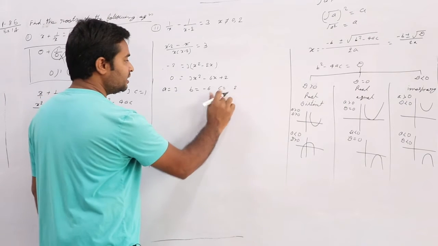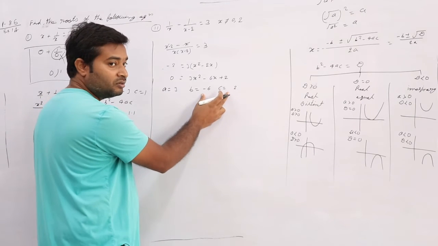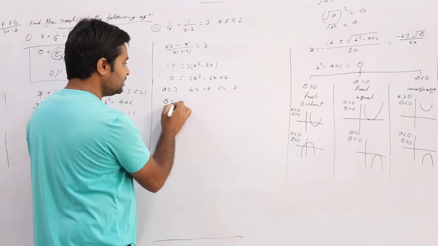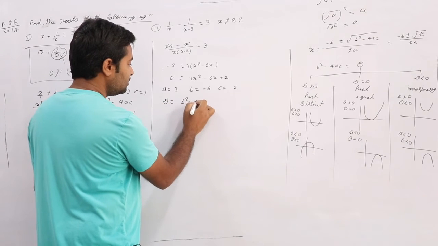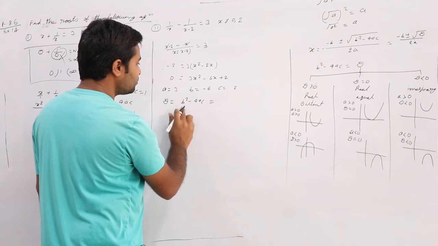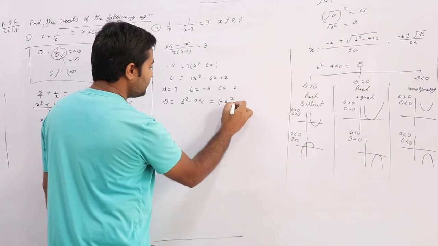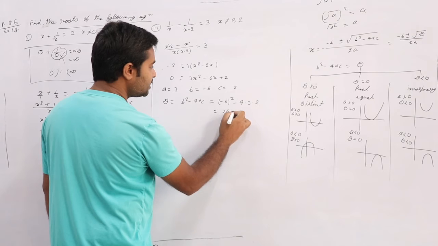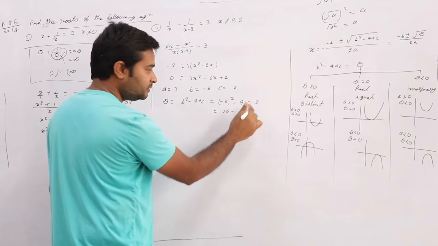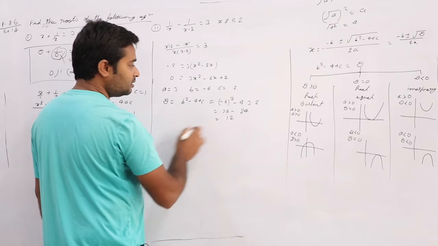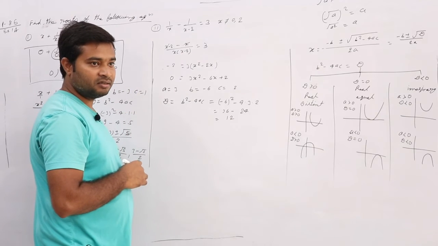So we get a, b, c. Now after finding this, what should you do? Find D. D is equal to b square minus 4ac. So now b square is minus 6 square minus 4 into 3 into 2. This is 36 minus 4 threes 12, 12 twos 24. So 36 minus 24 is plus 12. Yes, sir.